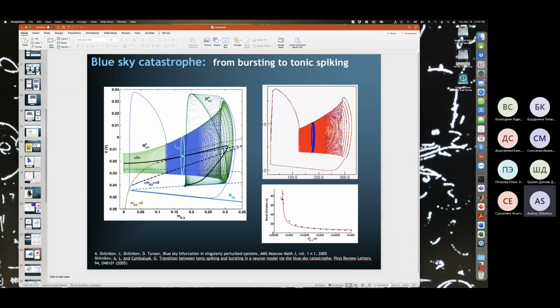And what's shown here is that as you approach this transition, the burst duration goes above 80 seconds, which is a lot, because typically the burst duration should be in the 2-3 second range. So that's the example of the blue sky catastrophe in action. That's how I know that I have a limit cycle here that corresponds to tonic spike activity, and then I have bursting activity after that.